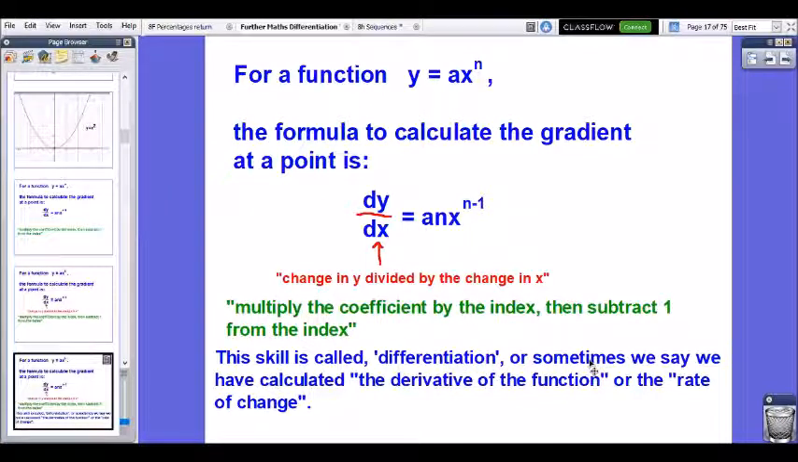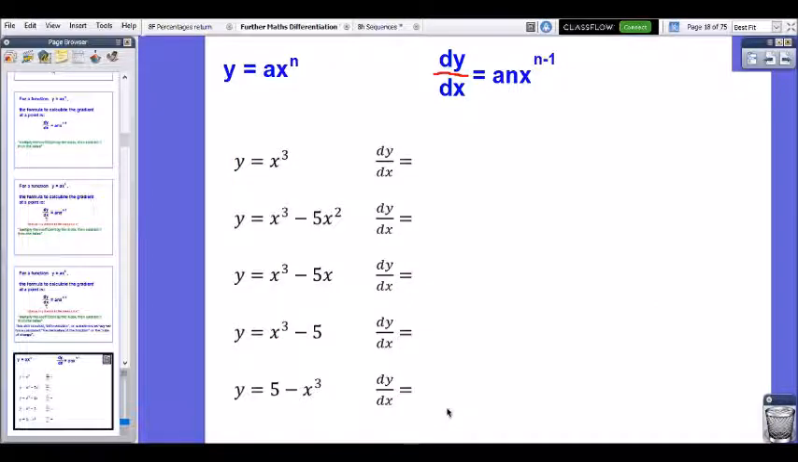Sometimes it's called different things, which is quite confusing. So sometimes people will call it the derivative of the function, or some people will call it the rate of change. But overall, the most common way of describing this skill is differentiation. All right, so let me give you some actual examples now.